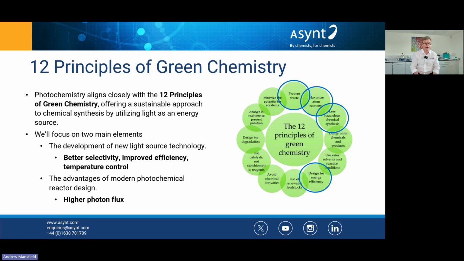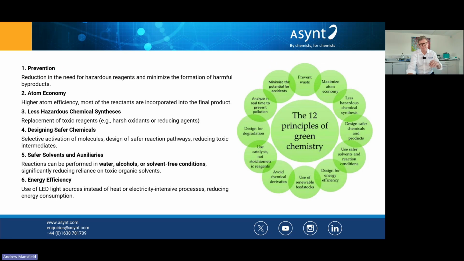We can have better selectivity, improved reaction efficiency, better temperature control, and improved design allows for higher photon flux, which means that we can potentially increase the reactivity rates of our reactions. So even with just those two elements, we're preventing waste. We've got better atom efficiency, less harmful chemical synthesis, and a design for energy efficiency. Photochemistry really potentially hits every single one of those green principles.